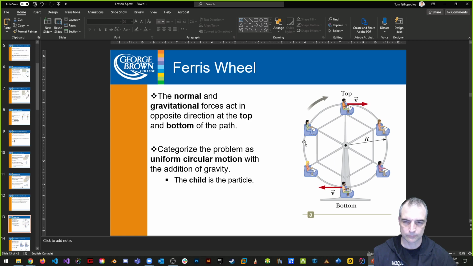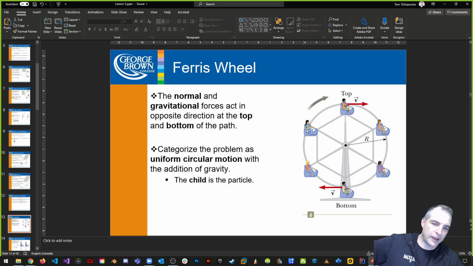All right, Ferris wheel example. So this is a Ferris wheel. The normal and gravitational forces act in opposite directions. Why is that? Well, let's think about this idea. Again, we're talking about circular motion, but in this case we have a mechanical circular motion happening. In a uniform circular motion, it's going to try to keep the object moving at the same pace. So imagine this is a gear of some kind.